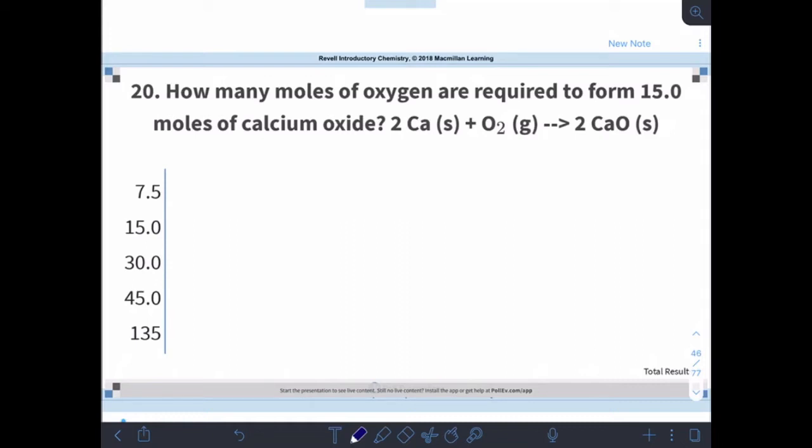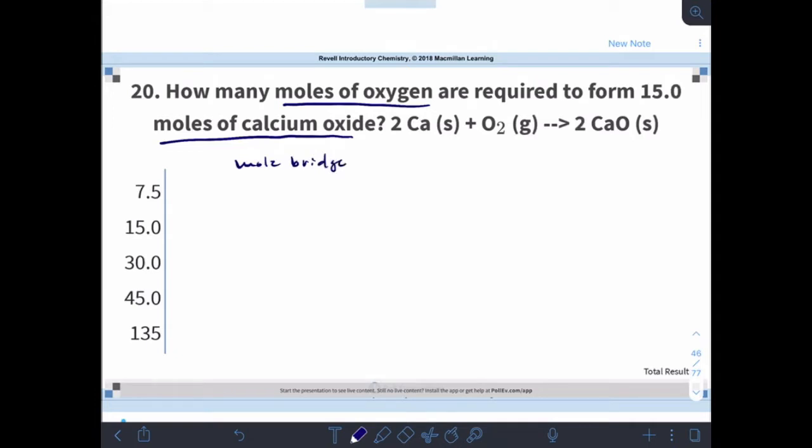All right, picking up where we left off with the previous video, and our next question is number 20. How many moles of oxygen are required to form 15 moles of calcium oxide? Trying to dissect this question a little bit, we're being asked to go from moles of calcium oxide to moles of oxygen. That tells us that we are going to need a mole bridge.